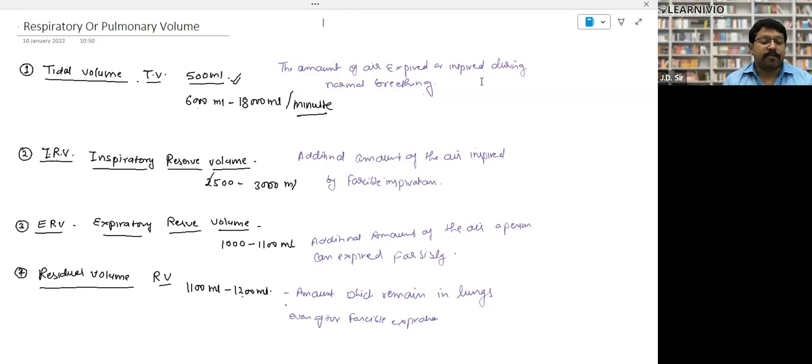Next, third one is ERV, expiratory reserve volume. So normally when I expire out, it is 500 ml. Suppose that I want to expire more other than this 500. Whatever I expire forcefully other than this 500 ml, that will be called ERV, expiratory reserve volume, right? So forcefully I expire out, that is called ERV. Clear? Opposite to IRV. Clear, Martin?